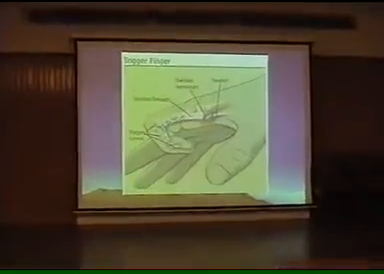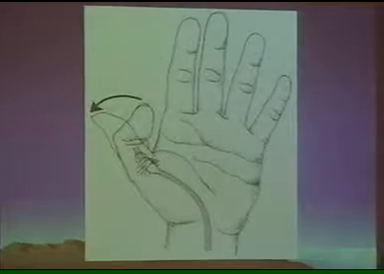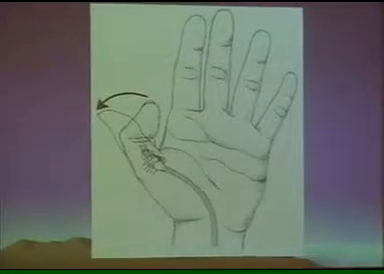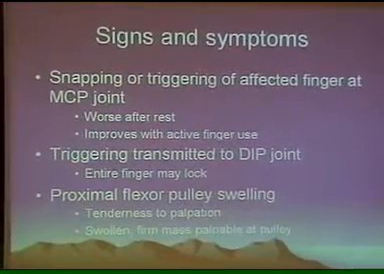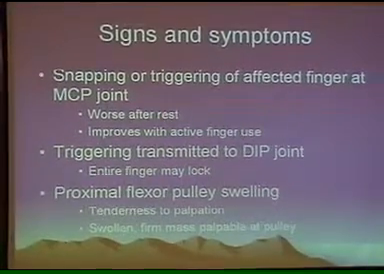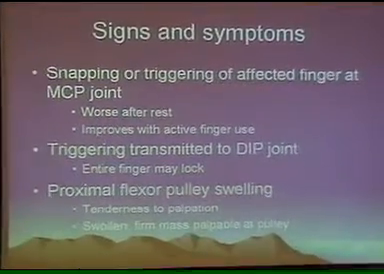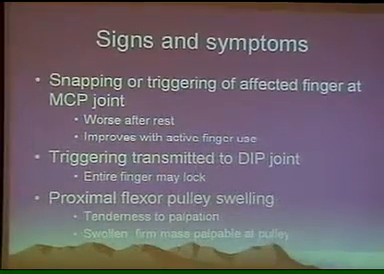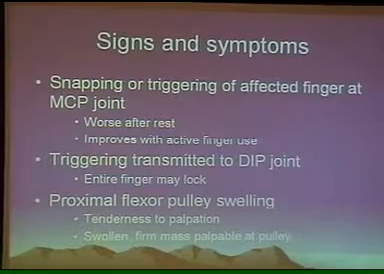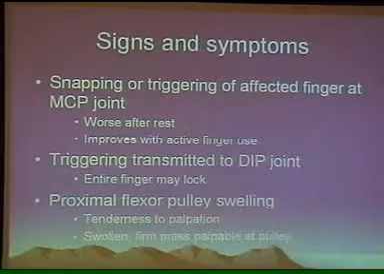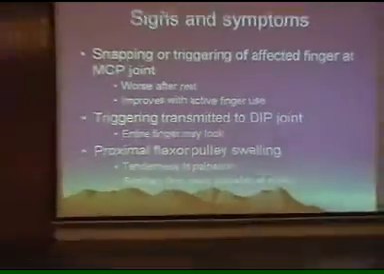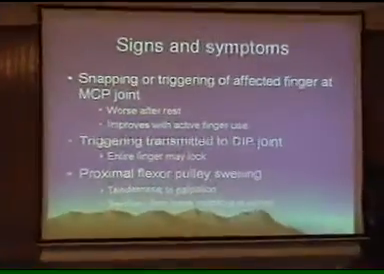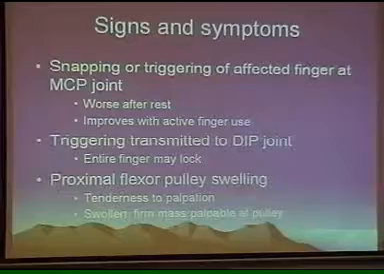Next, please. This is another slide just to show you the pathology. The synovium is swollen. What are the signs and symptoms in tenosynovitis? As I just mentioned, it's usually a rest either in flexion or extension, and this is usually worse after rest. The patient complains more bitterly about the triggering in the morning, but gradually they say it resolves. Then this triggering is transmitted to the DIP joint. Usually the DIP joint is in the flexed position, or even the entire finger may get locked. Next, please.